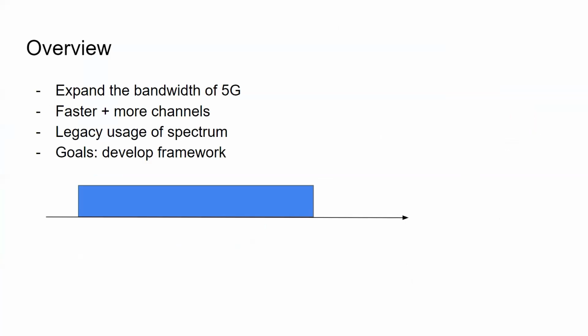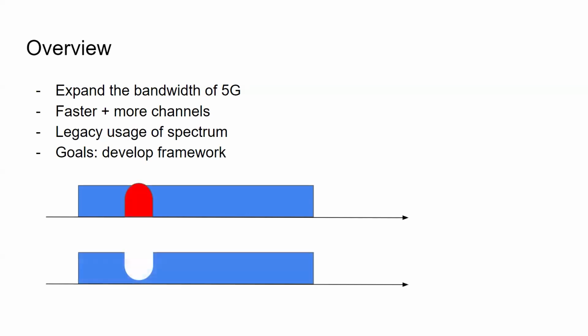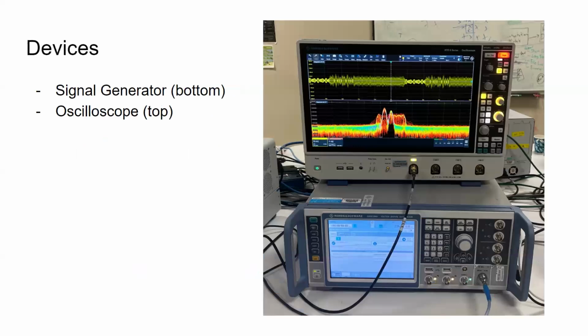Okay, so what does that mean? The idea is we have a bandwidth that we're allowed to use for 5G, but we want to expand this bandwidth in order to have more channels so we can connect to more devices and send data faster in general. However, there's going to be some legacy usage of the spectrum that we have to avoid. So the idea of this project is to develop the framework to test various signal avoidance techniques, which would allow us to not interfere with those legacy signals.